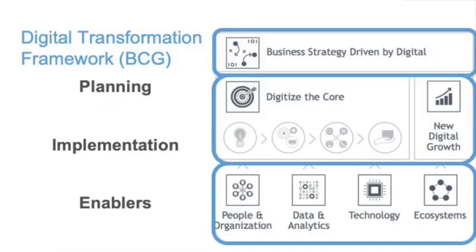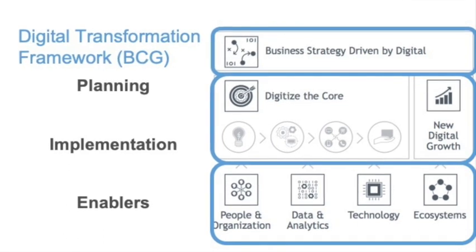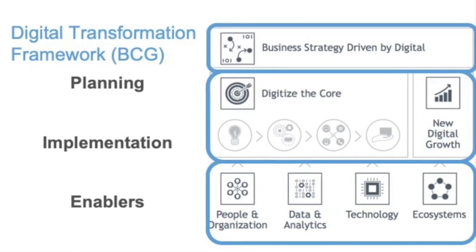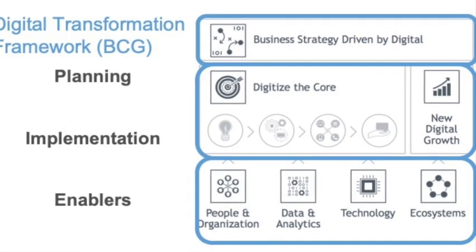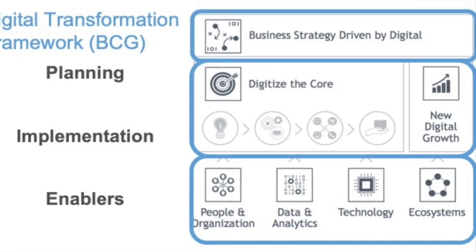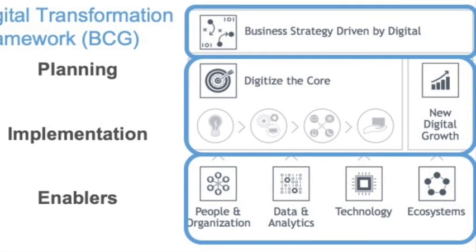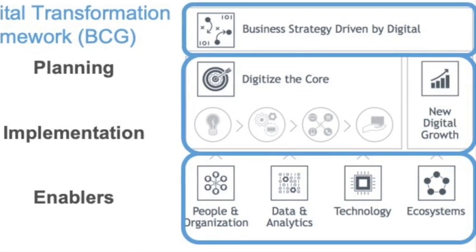I'm going to jump back in now and begin to close up here by telling you some of the things that you can look at for your own digital transformation journeys. I wanted to show you this framework from the Boston Consultancy Group and the University of Virginia in the US. They define it as 3 layers that you need to look at: your planning, your implementation, and the enabling layer.